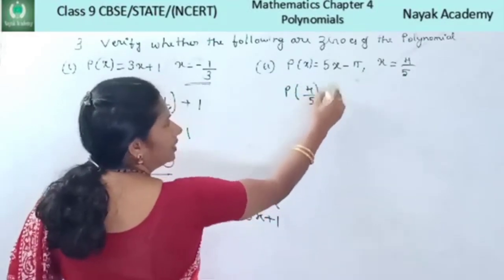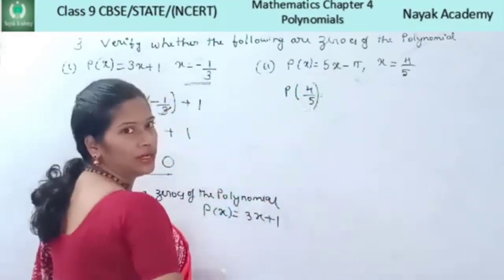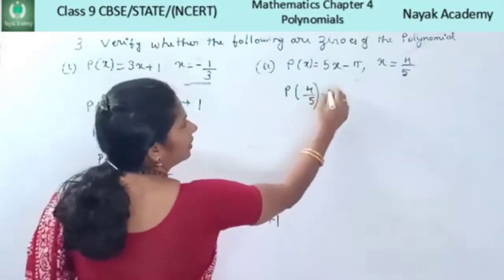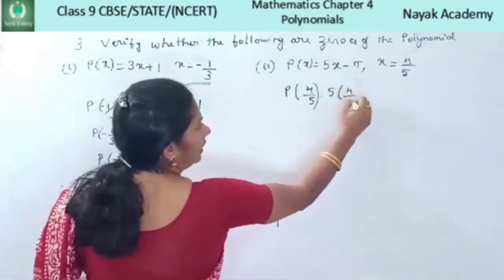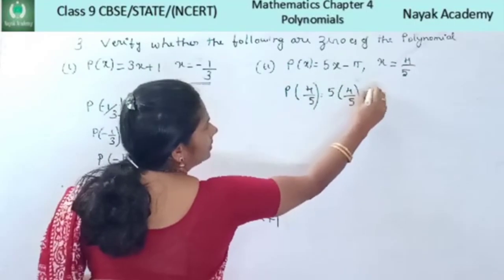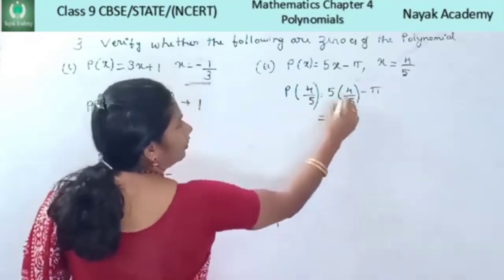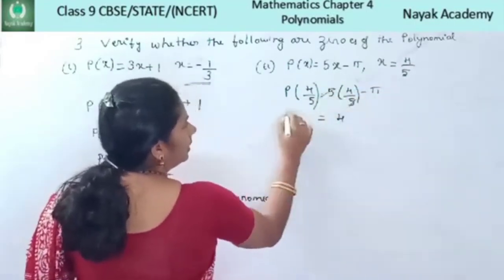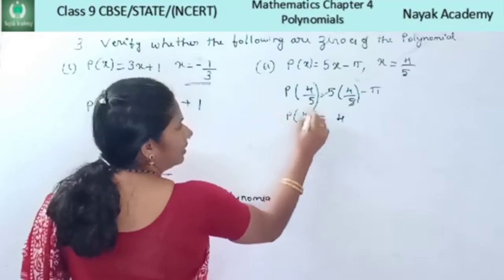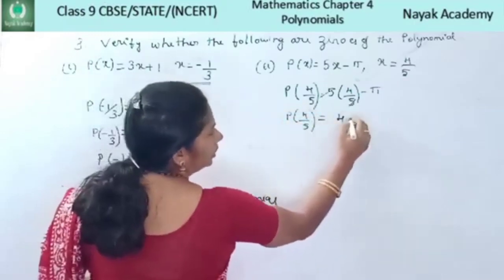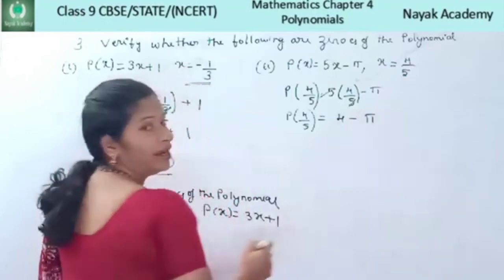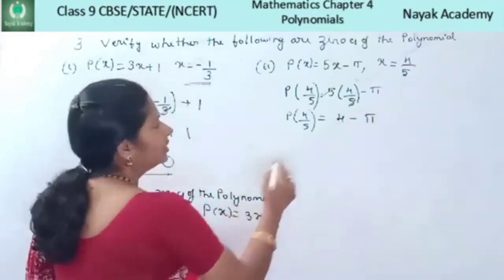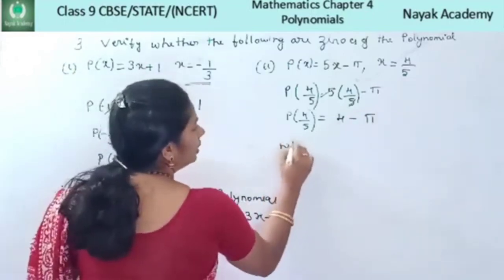So what we have to do, children? In place of x, you substitute the value as 4 by 5. 5 into 4 by 5 minus pi. So 5 gets cancelled. So P of 4 by 5 is equal to 4 minus pi, and it is not equal to 0.